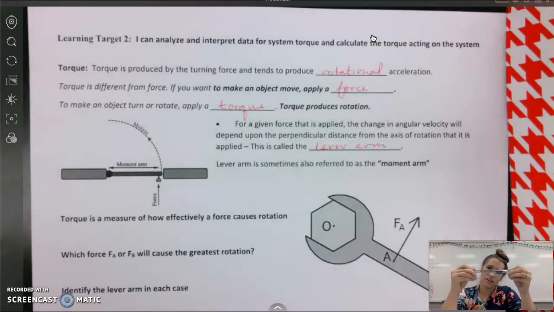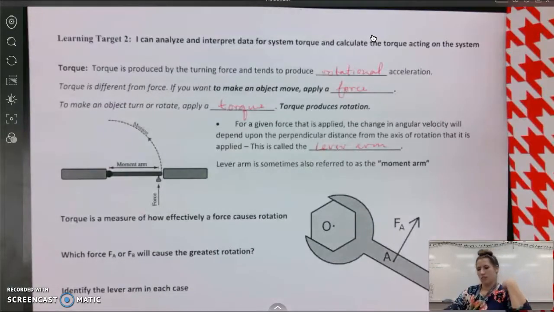Even though I'm pushing really hard here, there's no rotation occurring because there's no component of the force that would cause that rotation to occur. But as soon as I give any component of that force a perpendicular component, then rotation will occur. And even if I try to resist that, it's a lot harder to do. Okay, so that's what torque is.